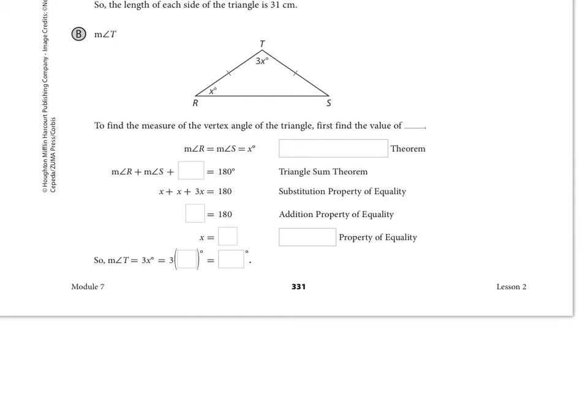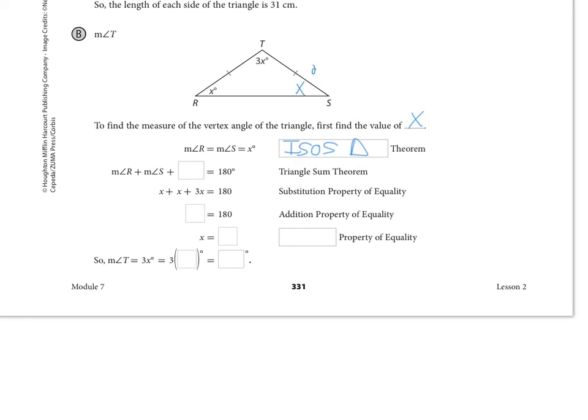In part B, this time we're being asked to find the measure of angle T. So it says that's, of course, the vertex angle. To find the measure of the vertex angle of the triangle, first we're going to find the value of x. So we know from the isosceles triangle theorem that the measures of the base angles in an isosceles triangle are the same, or if we want to trace across again, we've got tick marks here and here, so that means the angles across from those tick marks are also congruent. So if one is marked x degrees, then the other one is also marked x degrees.